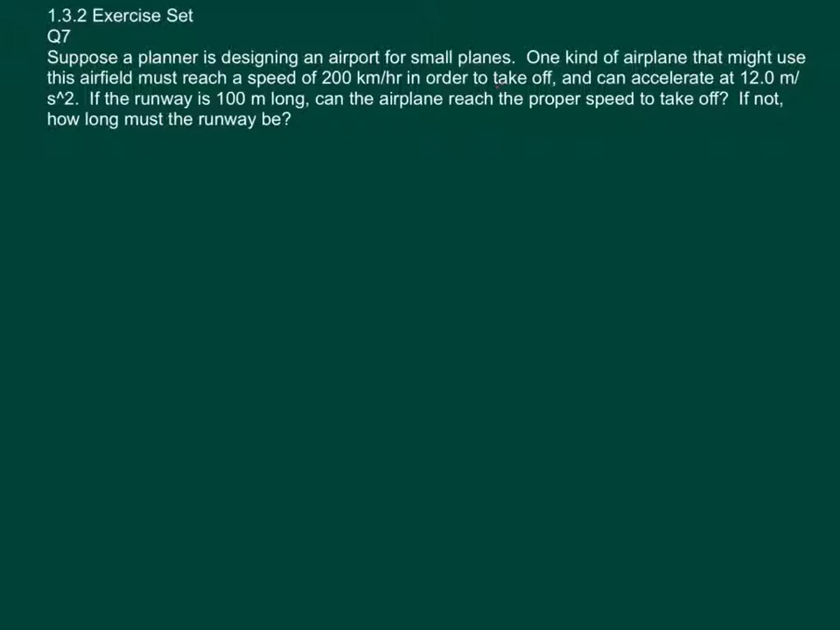Okay, question 7, exercise set 132. Suppose a planner is designing an airport for small planes. One kind of airplane that might use the airfield must reach a speed of 200 kilometers per hour in order to take off. It can also accelerate at 12 meters per second squared. If the runway is 100 meters long, can this plane reach the proper speed to take off? If not, how long must he make the runway?